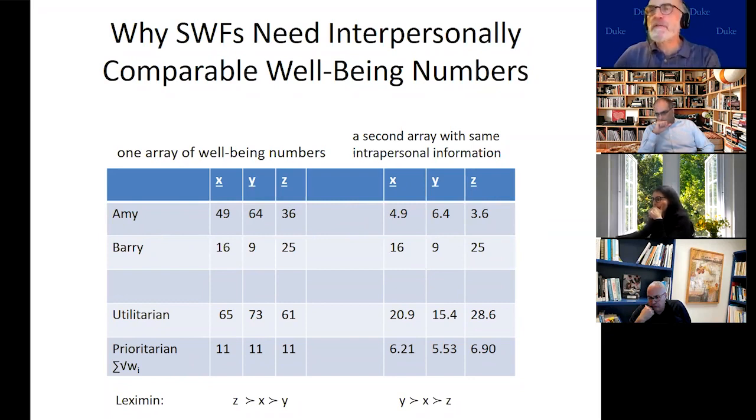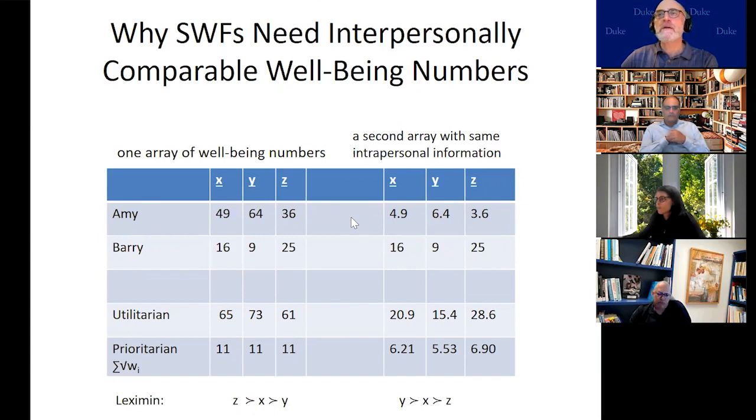If you don't think interpersonal comparisons are possible, then this array of well-being numbers is just as good as this array. But the problem is that the social welfare function changes. If you take the utilitarian social welfare function or the prioritarian social welfare function, or any plausible social welfare function, and you get rid of the interpersonal information, if you transform well-being in a way that only preserves intrapersonal information, things are going to change. This is a formal way of saying something that is in some ways obvious. Utilitarianism, or any such rule, relies on not just within-person, but across-person well-being comparisons.